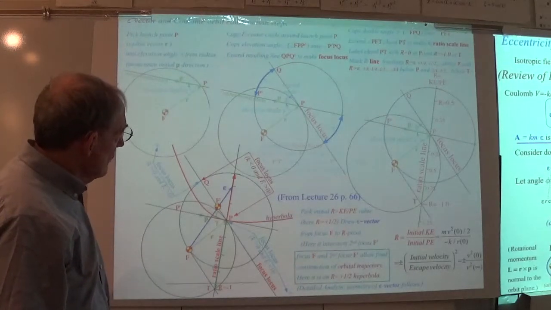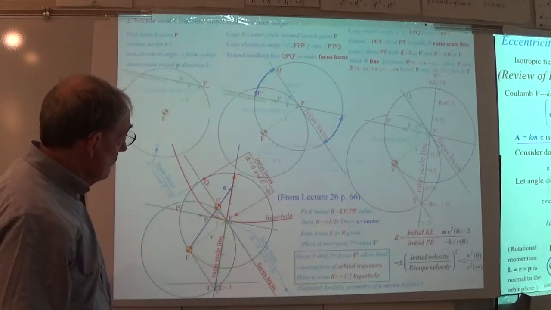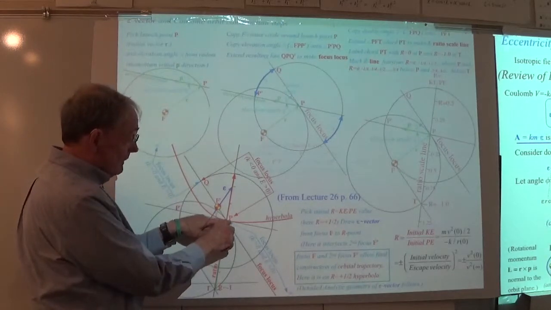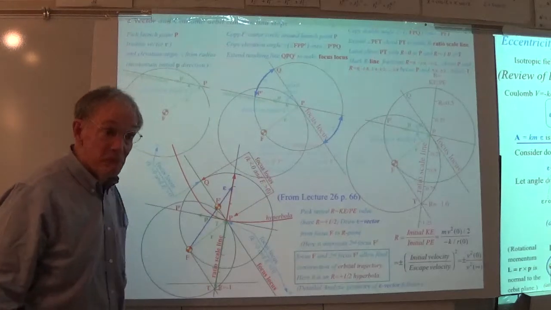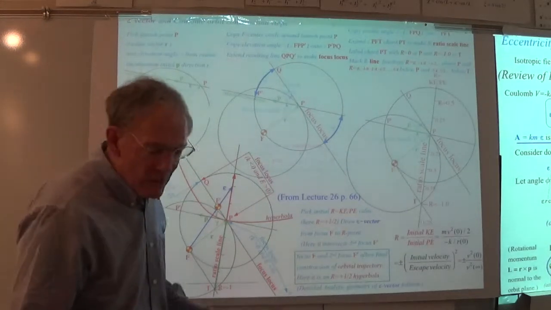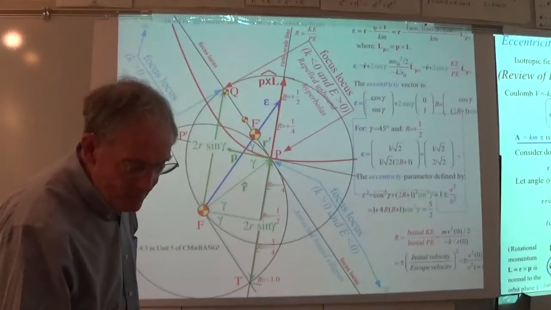All right, let's see if there's anything else. With r equal infinity, that means you'd be shooting this thing with infinite speed. So it would just go along that straight line. Okay. We'll come back to that shortly here.